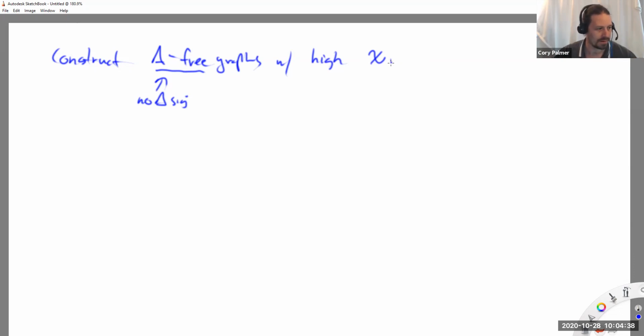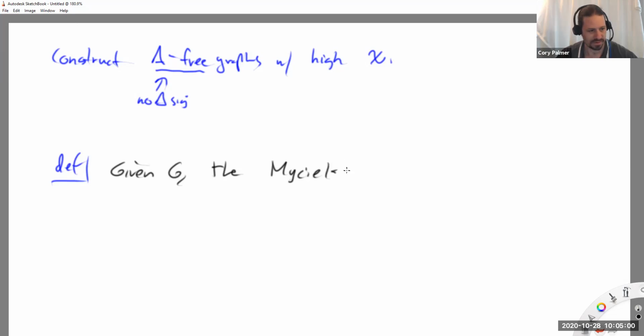All of these constructions are somehow recursive, and they each have a special name. The first is the McCleskey graph. So given G, the McCleskey graph, M of G.